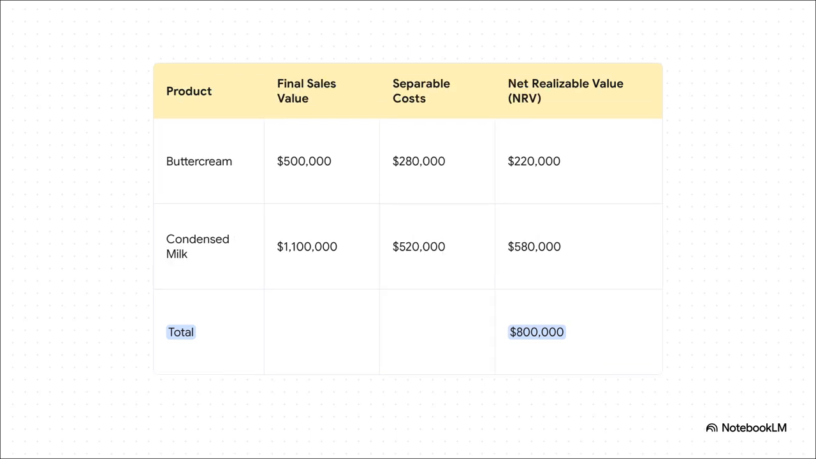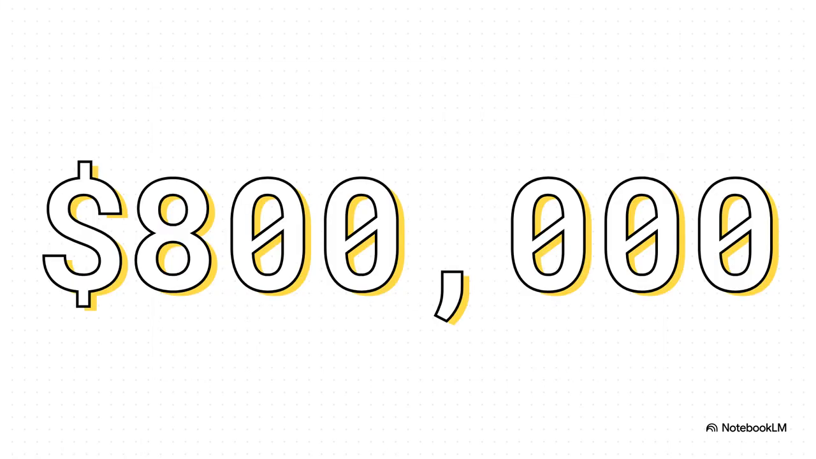Okay, now for step 2. We take those big final sales numbers and subtract the extra costs. For buttercream, that's $280,000, which leaves us with an NRV of $220,000. For condensed milk, we take out $520,000, giving us an NRV of $580,000. And here's the cool part. What we've just done is estimate the value of each product back at the split-off point before any of that extra work was done. And this number, $800,000, is our new key figure. It's the total estimated value of our products right at that split-off point, and it's the foundation for our final move. We're going to use this to fairly divvy up that initial $400,000 joint cost for the raw milk.